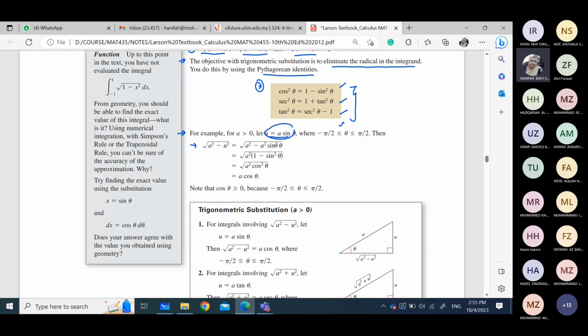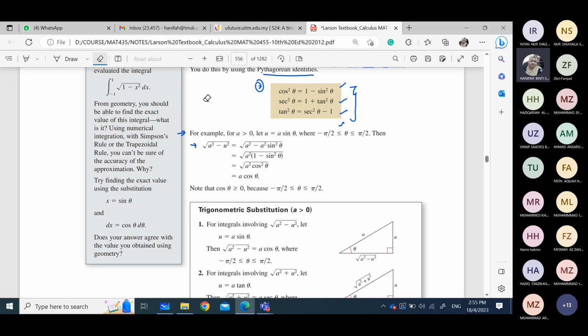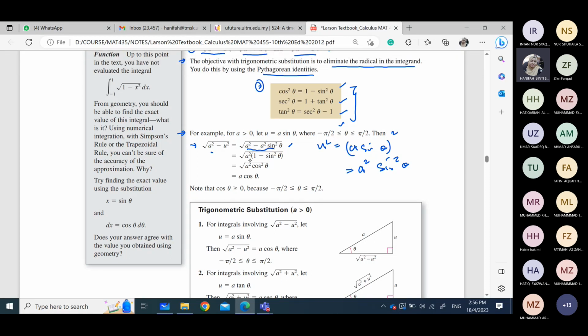So macam mana exercise ni? You just gantikan saja, masukkan U kepada gantian yang baru iaitu A sin theta. So U squared is equivalent with A sin theta to the power of 2. Bila you expand, you akan dapat A squared sin squared theta, ataupun sin theta squared pun sama je erti dia. Right, so you masukkan dalam radical. This one we can simplify by taking A squared outside. Then we have square root A squared times 1 minus sin squared theta.